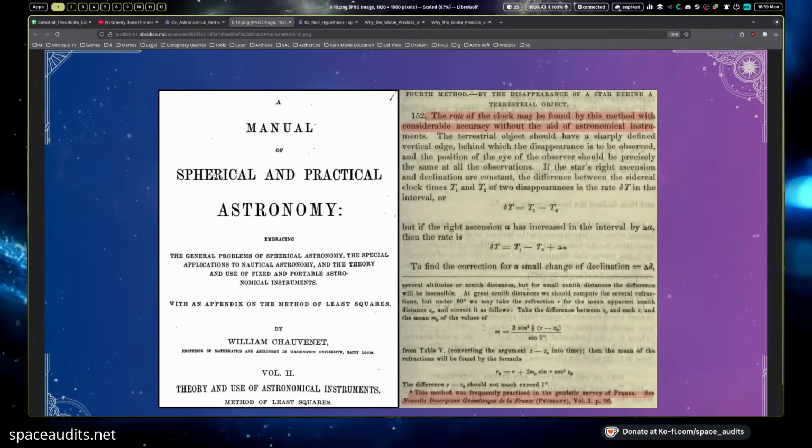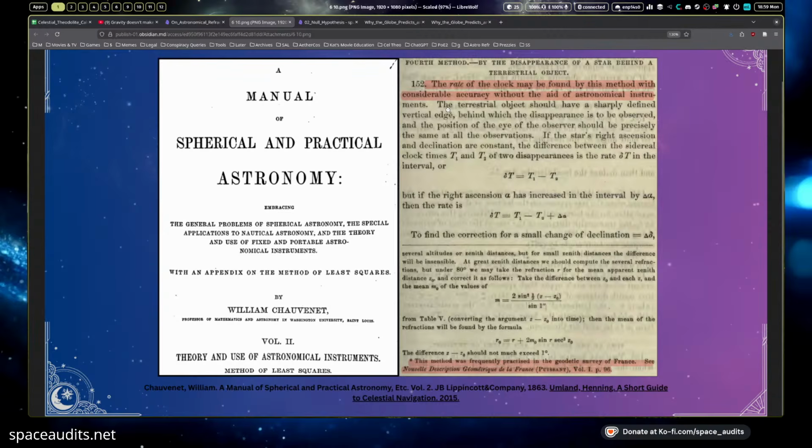This is from Spherical and Practical Astronomy by William Chauvenet. He makes the following statement about occlusions and using the timing difference to derive sidereal time if you only know your local solar time. Okay. He saith here that for zenith distances that aren't so great, you can just use the time of occlusion. Basically, you don't have to account for any refraction stuff.